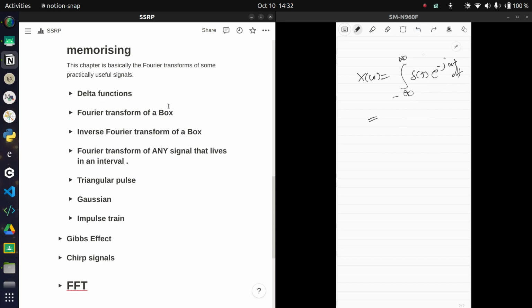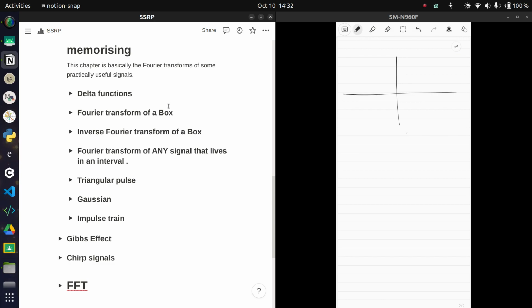And what if it's shifted? So instead of delta of t, you have delta of t minus t naught. In that case, it picks up the value at t naught. So this is just e power negative j omega t naught. So it's pretty easy to figure this out. Then you have the Fourier transform of a box. Kinda hard, not gonna lie. So what's a box, by the way?